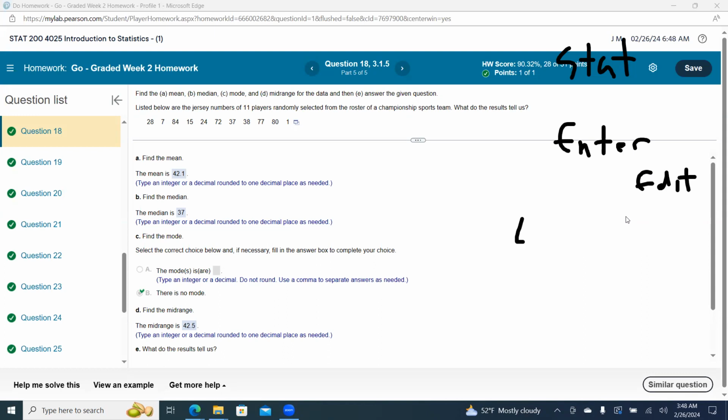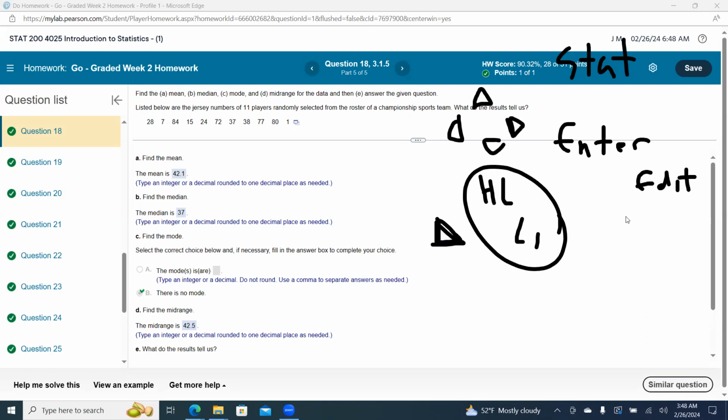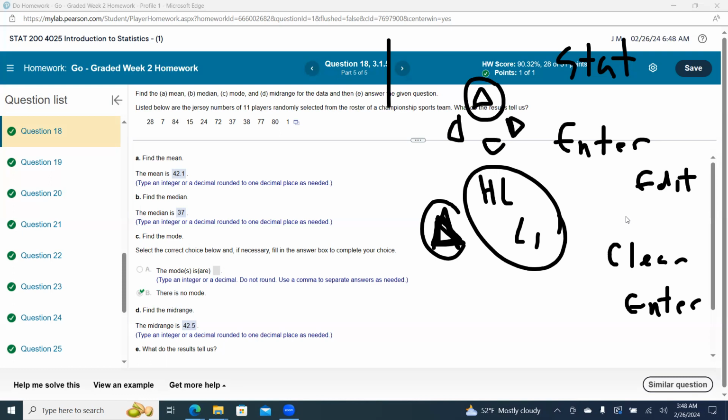You highlight a list, HL. You scroll up, that's an up arrow with a little compass. You scroll up and you highlight L1 and you press clear, enter if you want to clear a list, and that'll clear it. So that's our little description there.